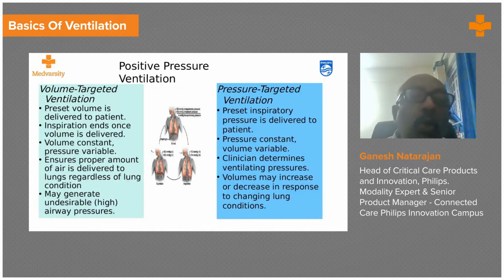Now, let's go to the most common differentiation in ventilation. You have two types of ventilation: volume targeted ventilation or pressure targeted ventilation. The volume targeted ventilation is where a preset volume is delivered to the patient. And this is very simplistic. There could be lots of variations here, but this is very simplistic.